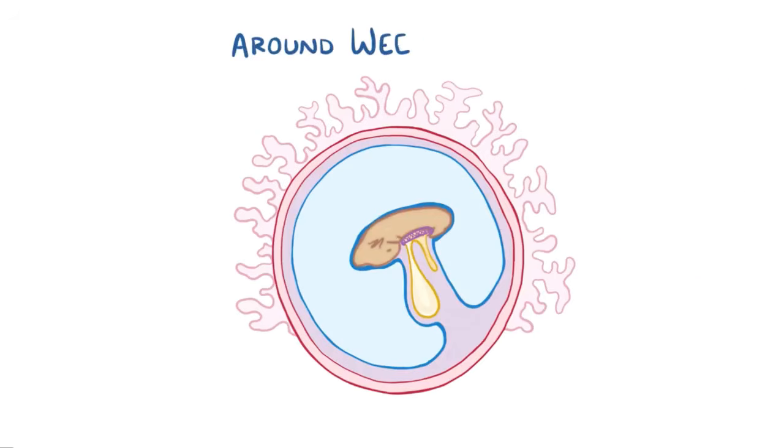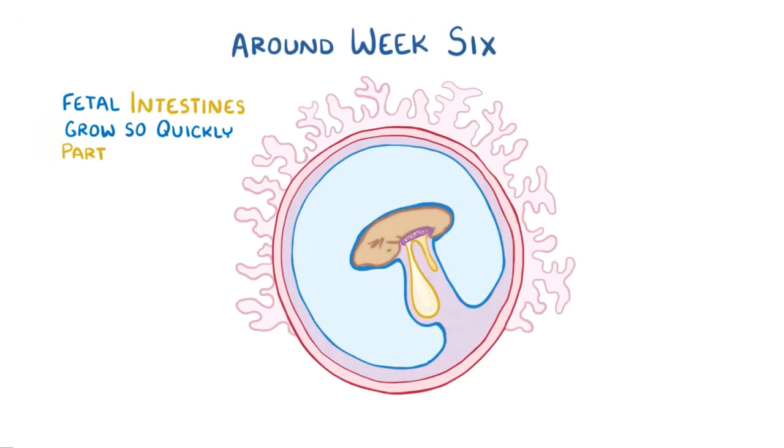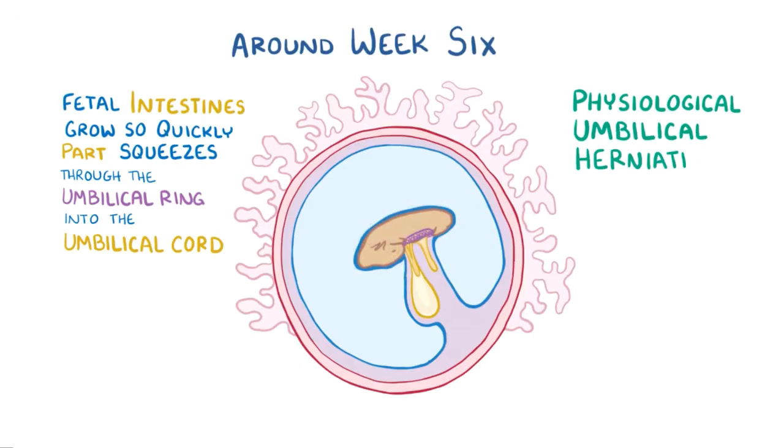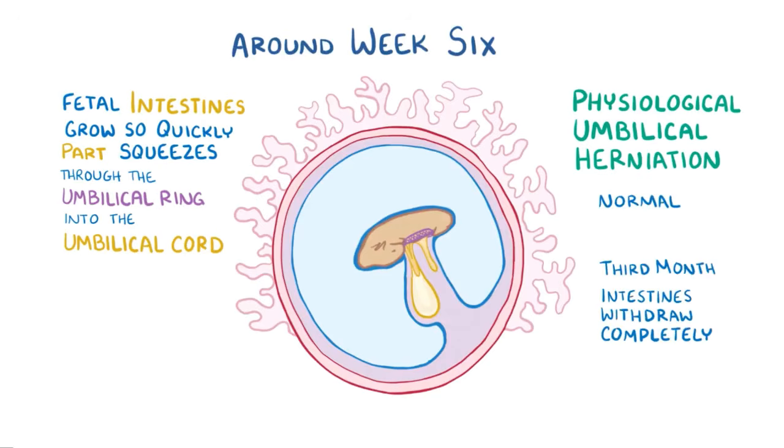Now, briefly, around week 6 of development, the fetal intestines grow so quick that a part of the intestine squeezes through the umbilical ring into the umbilical cord. This is called physiological umbilical herniation, meaning it happens normally. And by the end of the 3rd month of development, the intestines withdraw completely back into the abdominal cavity.